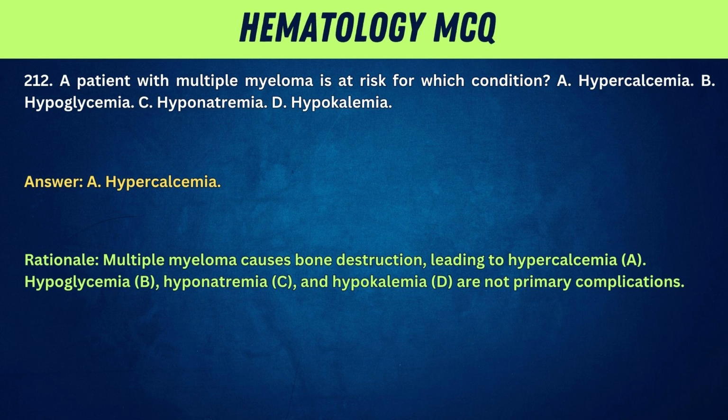212. A patient with multiple myeloma is at risk for which condition? A. Hypercalcemia. B. Hypoglycemia. C. Hyponatremia. D. Hypokalemia. Answer. A. Hypercalcemia. Rationale. Multiple myeloma causes bone destruction, leading to hypercalcemia, A. Hypoglycemia, B, hyponatremia, C, and hypokalemia, D, are not primary complications.